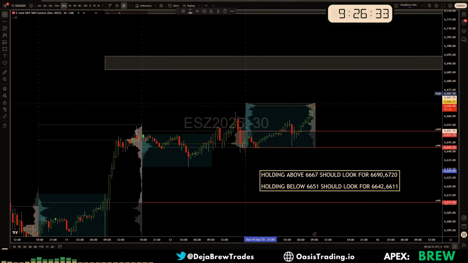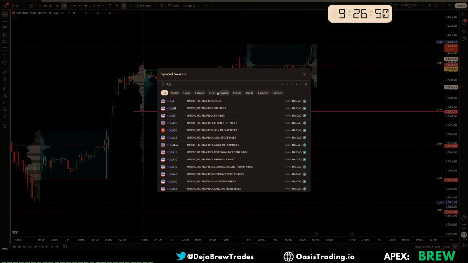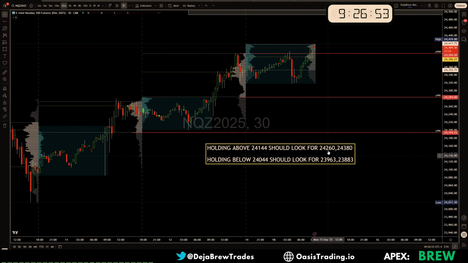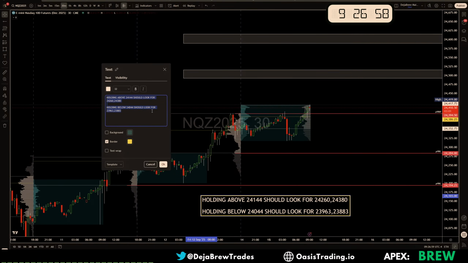And today is still holding the P shape imbalance as well. So as long as the value high is being protected, then you're looking for those extensions to the upside. All right, let's say holding above 417, we're going to look for 500 and 600.